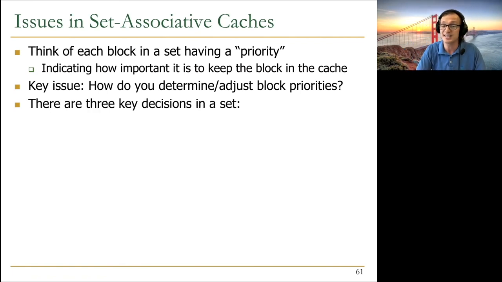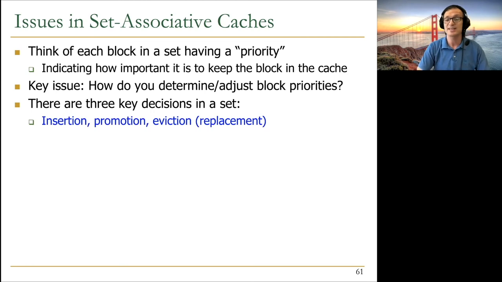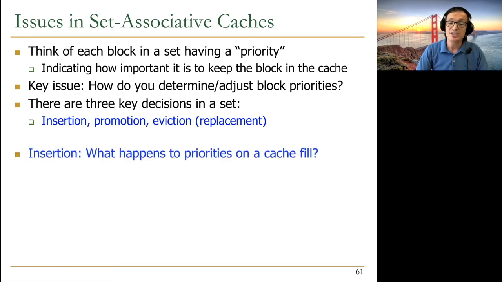And there are 3 key design decisions in a set, basically. These are called insertion, promotion, and eviction. Eviction is also a replacement, basically. So insertion is what happens to priorities whenever you're filling a block into the cache. How do you change those? Do you increase the priority of the thing that you're filling in? Do you reduce the priorities of things that are not used? So you can imagine many different policies. I'm not going to give you any policy at this point. We're going to look at some policies later in the next lecture.